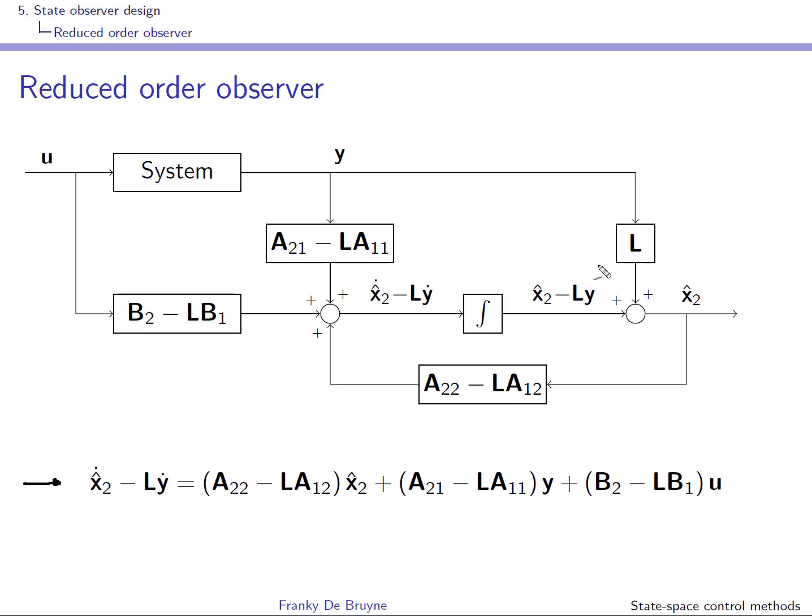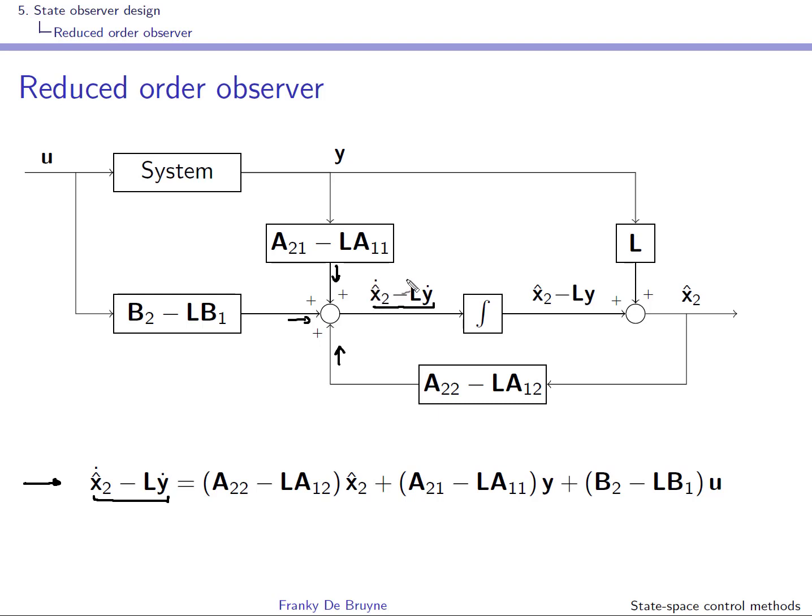and this is how you're going to implement it, for instance, in MATLAB Simulink. So here we have the system, you have the control that is entering the system, and it's producing the measured outputs. What we'll do is implement this equation, which you can see over here. So x2 hat dot minus L y dot, this signal here, is indeed A22 minus L A12 times x2 hat, this is this one over here, plus A21 minus L A11 times y, this is this one, plus B2 minus L B1 times u. Okay, so this is how we obtain this signal over here.